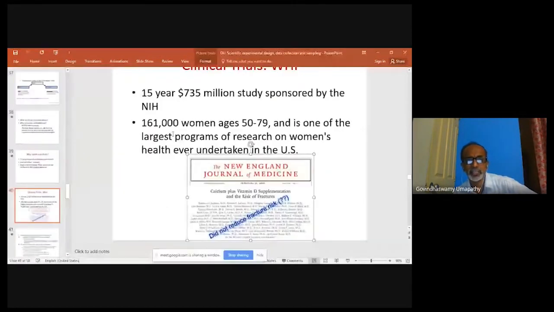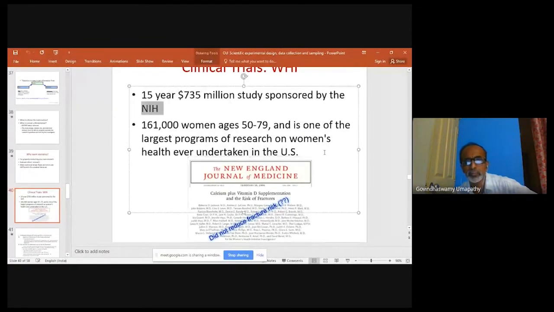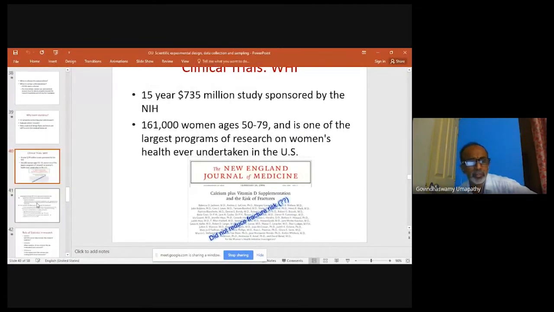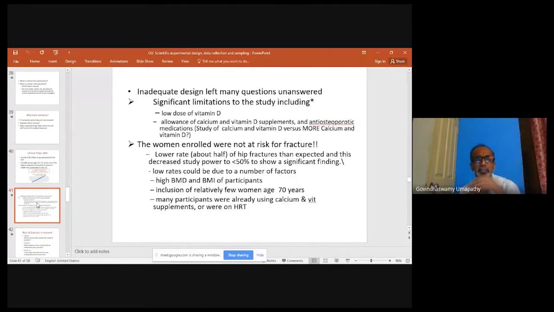Such a journal, such money, such an NIH funded project, big scientists and doctors involved. But the serious flaw in the paper is something you feel very bad about. There are a few observations here. Inadequate design left many questions unanswered. Significant study limitations, including the low dose of vitamin D. Vitamin D was given at a very, very low dose. Allowance of calcium and vitamin D supplements.